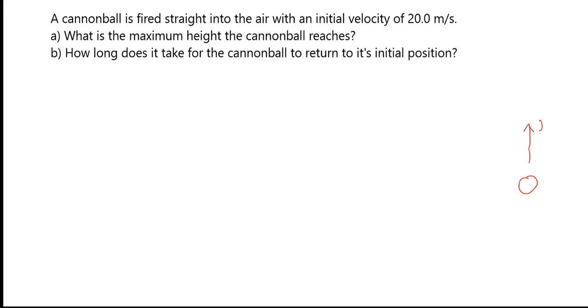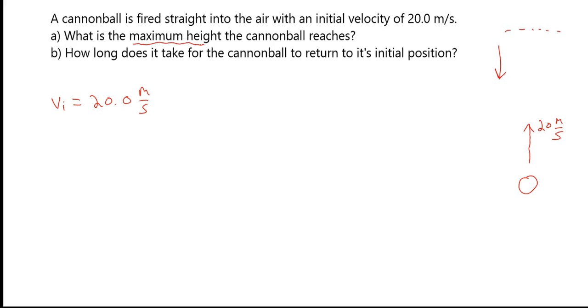So if we have a cannonball that's fired up at 20 meters per second, we know that because there is a force of gravity on this cannonball, which is going to point towards the Earth, that force of gravity is going to cause this cannonball to accelerate downwards. It's going to reach some maximum height, where it is actually motionless for an instant, and then it's going to come back down. So our initial velocity in this case is 20.0 meters per second. I've decided to call up positive.